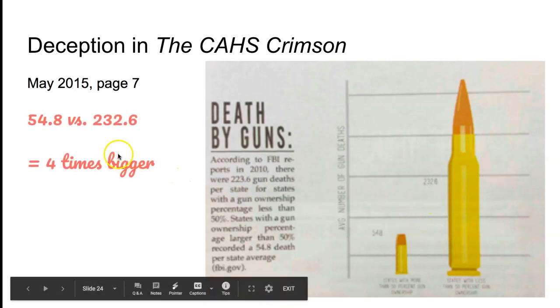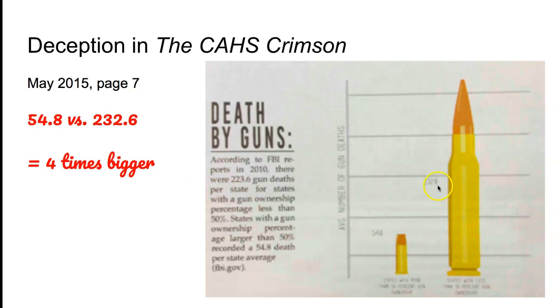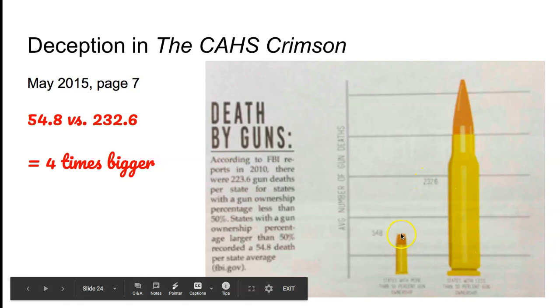So if we compare the numbers, this 54.8 versus this 232.6, which I think might be a typo here. These numbers differ, so I'm not sure which one is the correct one. But we'll just go with the one on the graph, 232.6. This one should be about 4 times higher than this one. And it might be a little higher than 4 times higher.